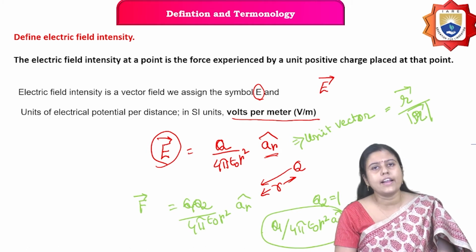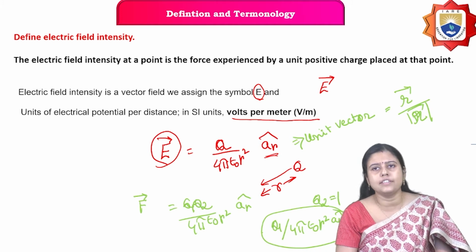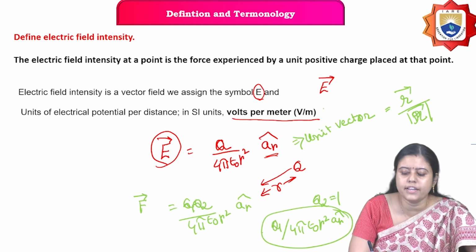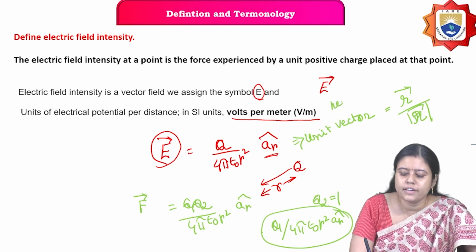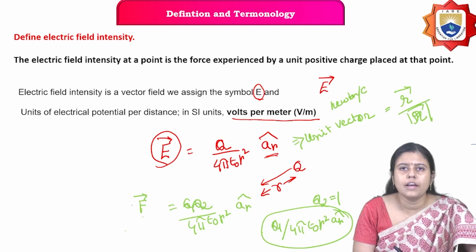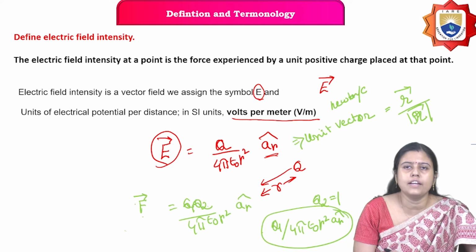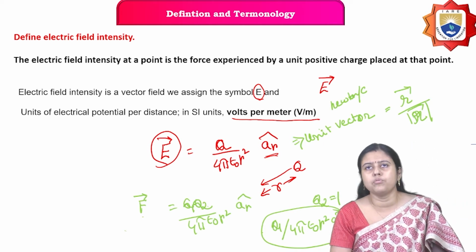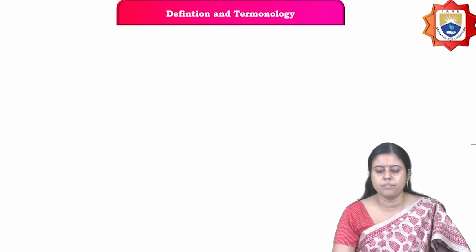So what is another definition of electric field intensity? We can tell another unit is Newton per Coulomb, F by Q1. The unit of force is Newton and Q is Coulomb. So another unit is force per Coulomb.